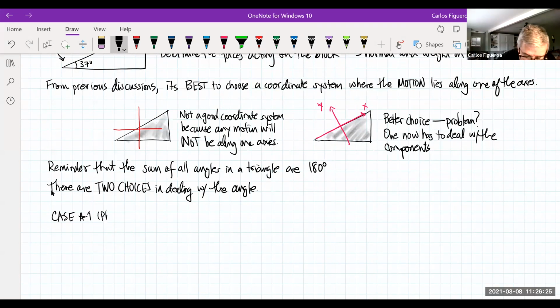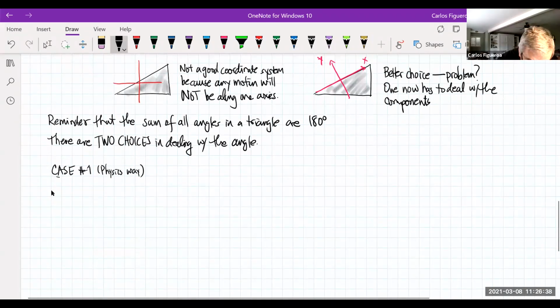Every physics textbook does it this way. This is the physics way. When I look at my incline, what do I see here? Well, my incline does the following thing. I have an incline.